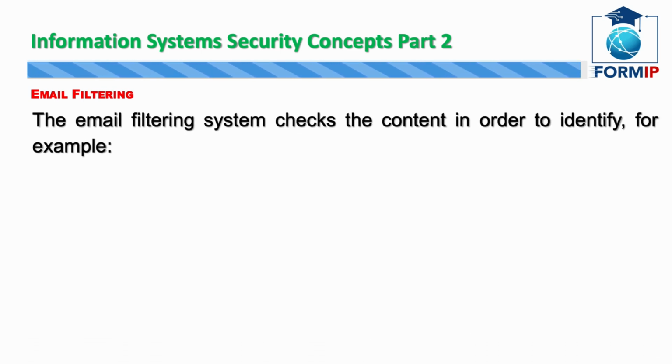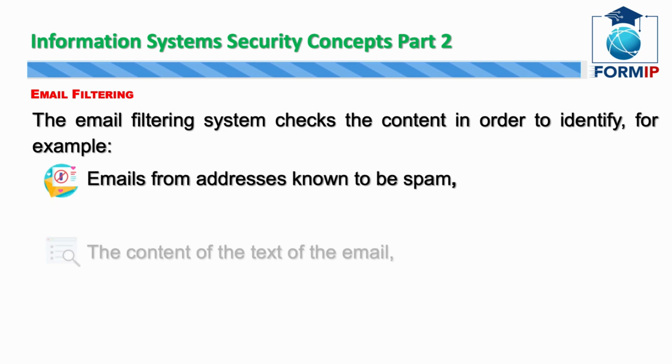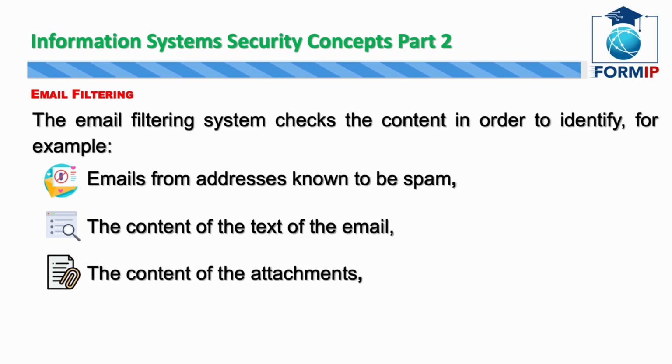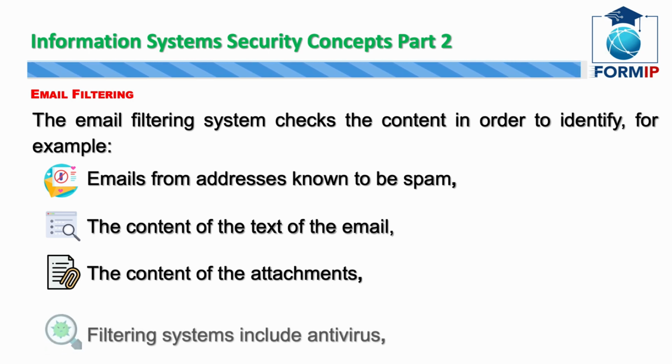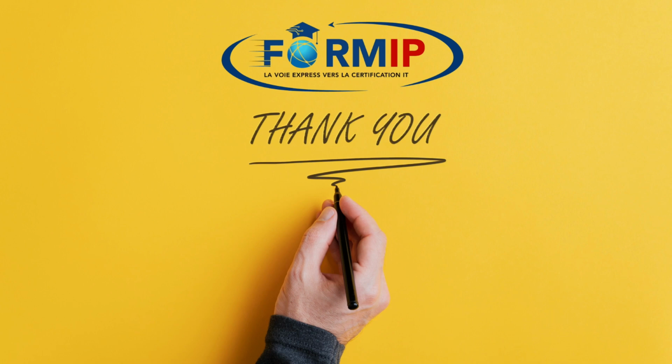The email filtering system checks the content to identify, for example, emails from addresses known to be spam. The content of the text of the email, as some often have a similar structure or use special characters in order to evade filtering. The contents of attachments, which sometimes may have scripts or executables, and sometimes these filtering systems even include an antivirus that scans attachments.